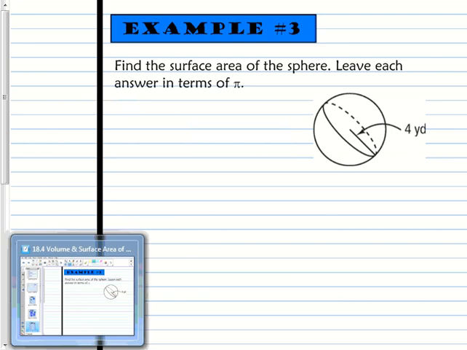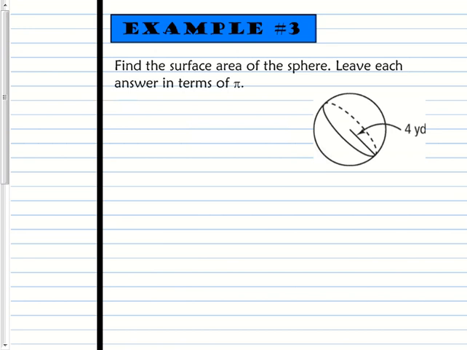Example number 3, find the surface area of the sphere, and you're going to leave the answer in terms of pi. So we need to write the surface area formula this time. Surface area equals 4 pi r squared. Again, radius is squared, because we're talking about area here. You're simply plugging numbers in. 4 times pi times the radius, which is 4 in this case, squared. Go ahead and please find the answer, leave it in terms of pi, and write it down on your paper.